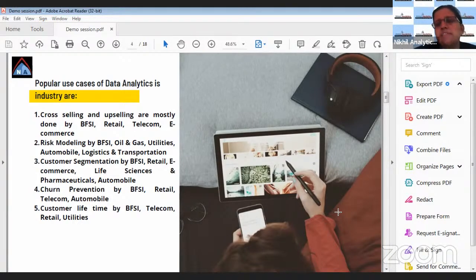So this happens even in telecom, wherein you are upgrading your plans, likewise. So this is cross-selling and upselling, where data analytics is popularly used.